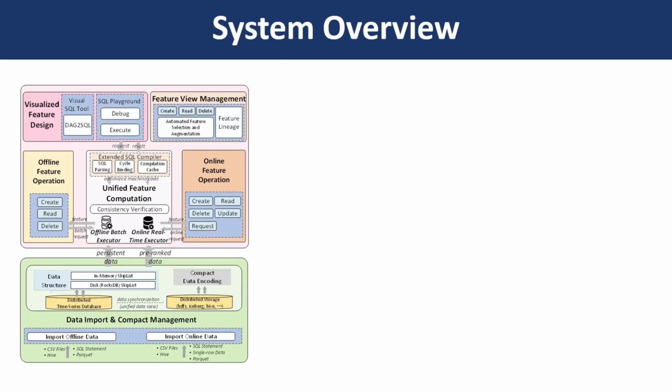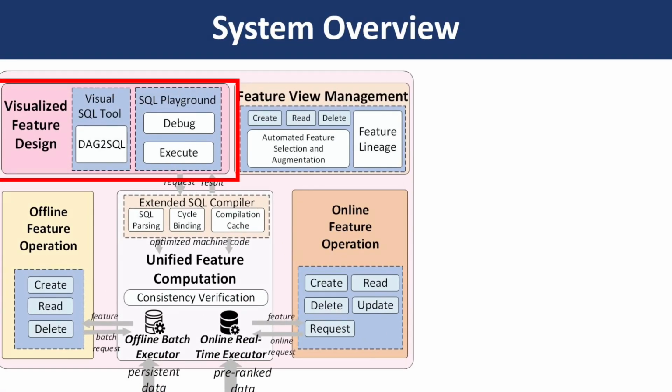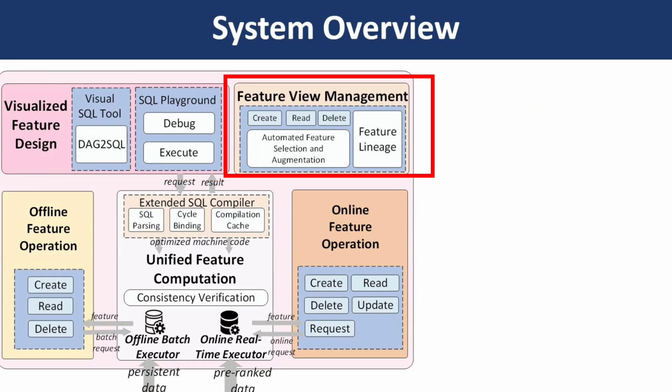To address these challenges, we design an online ML feature management system, FeatInsight. First, to simplify the process of constructing SQL statements, we provide a visual feature design tool. Second, in FeatInsight, we utilize feature views to collectively group and manage features with similar usage patterns. We support feature lineage management, making it easier to trace the evolution of feature definitions.